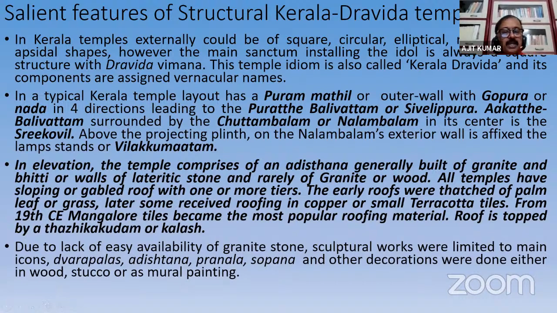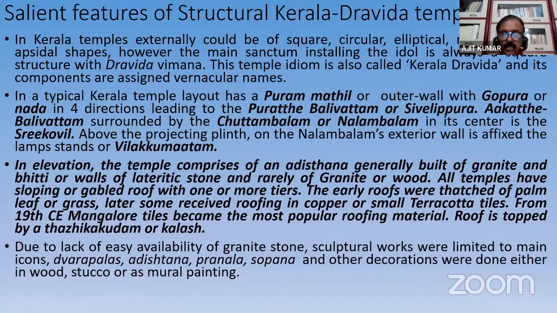In elevation, the temple comprises an adhisthana, which is generally built of granite, and the bhitti or walls are done in lateritic stone and rarely of granite or wood. All the temples have sloping or gabled roofs with one or more tiers. The early roofs were thatched with palm leaf or grass, and some of them later received copper or terracotta tiling. From the 19th century onwards, Mangalore tiles became a popular roofing material, and the roof is topped by a Thayakudam or Kalash.